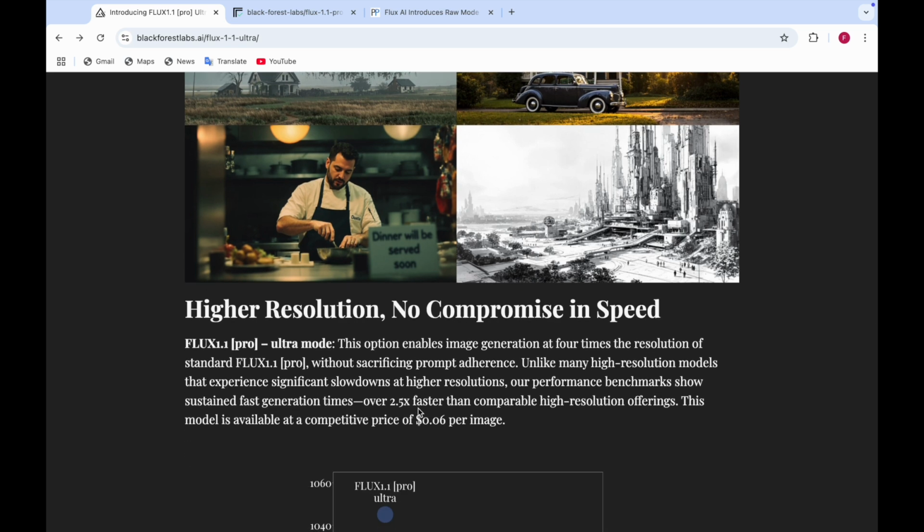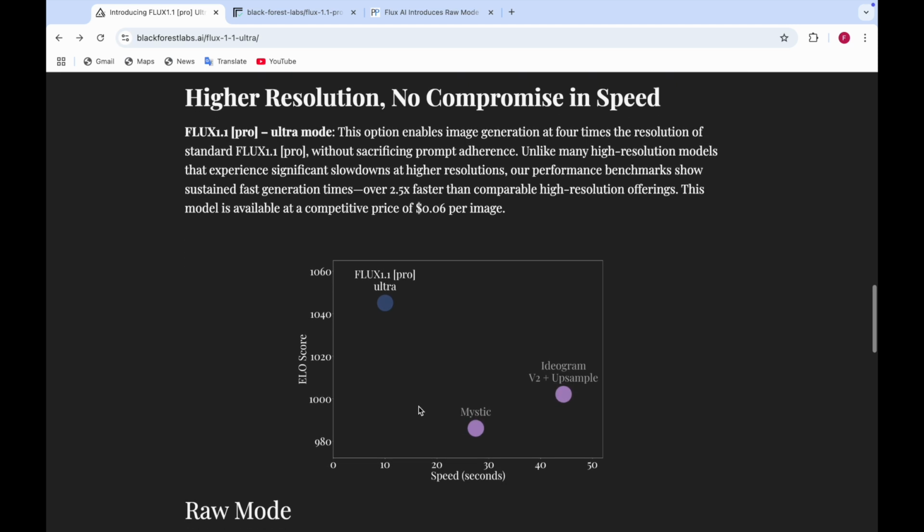And they also say that this model is available at a competitive price of 6 cents per image. Means if you want to generate an image, it's 6 cents per image. And here there's a graph in which they show the ELO score. For Flux 1.1 Pro Ultra, it's between 1040 to 1060. And you see the speed is 10 seconds.